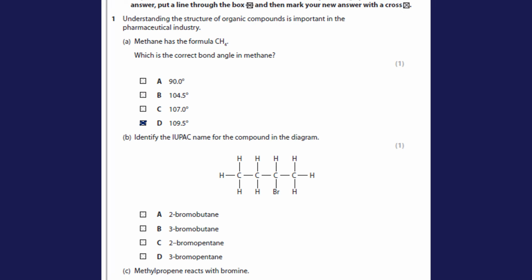Second multiple choice, give the IUPAC name. Okay, well, how many carbon atoms? 1, 2, 3, 4. Remember, I can number it in reverse as well: 1, 2, 3, 4. So it's butane. So I can ignore C and D because they say pentane. Now I've got to go with the lowest number, so this is in fact 2-bromobutane. It is not 3-bromobutane, so be careful there.